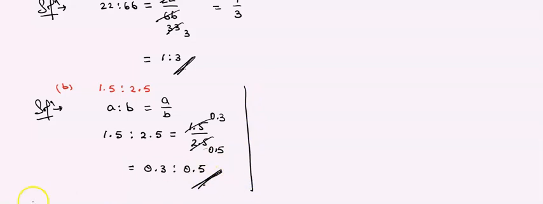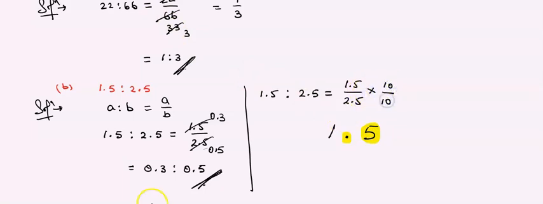Or I will teach you one more method. 1.5 is to 2.5. This can be written as 1.5 by 2.5. Now as you can see here, after the point, how many digits are there? Look, this is your point, this is one digit, 1.5. How many digits after the point? We have only one digit, right? Since you have only one digit, you can multiply and divide by 10.